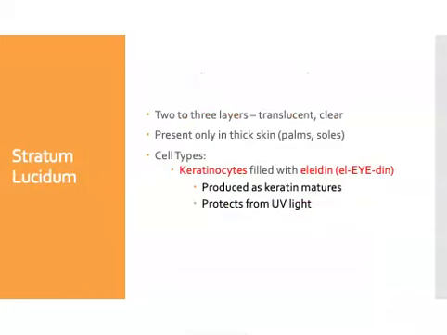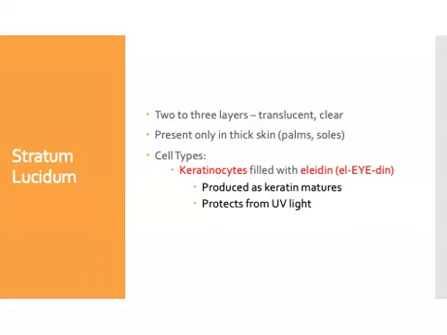The layer above the stratum granulosum is called the stratum lucidum. This layer has maybe 2 to 3 layers of cells in it, and these cells are going to appear much more translucent than the stratum granulosum. In fact, sometimes they have almost a clear appearance to them under the microscope. Now, the most important thing to remember about the stratum lucidum is that this is a layer of epidermis that is only found in thick skin.